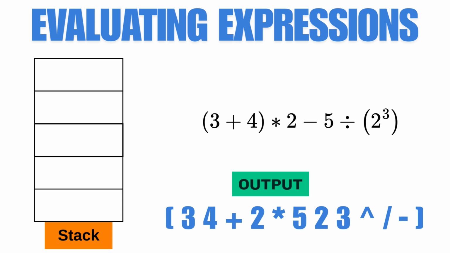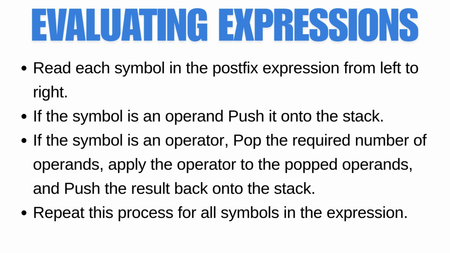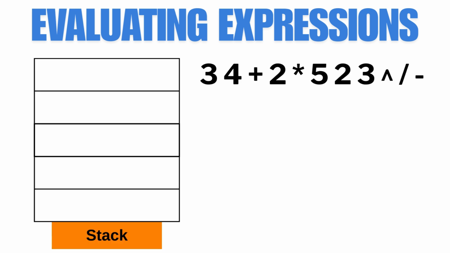Now, the resulting output is in postfix notation. To evaluate a postfix expression, we use a stack to store operands temporarily. When we encounter an operand, we push it onto the stack. When we read an operator, we pop the required number of operands from the stack, apply the operator, and then push the result back onto the stack. Now let's evaluate the expression. First, we initialize the stack and then read the expression from left to right.